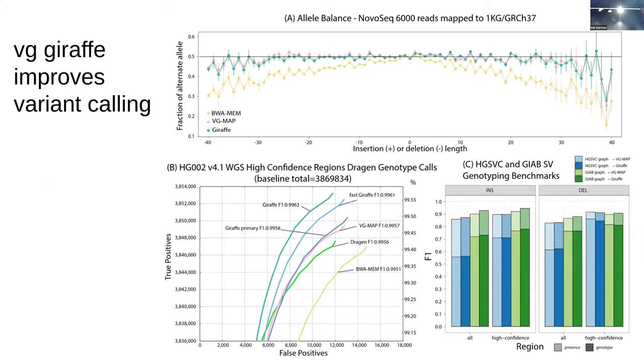So this is just replicating our prior result. It basically shows that also for Giraffe, just like the VG map, if the alleles are in the graph, you don't have reference bias, whereas BWA-MEM does. And this is the first paper that shows that you can then use this downstream for variant calling.